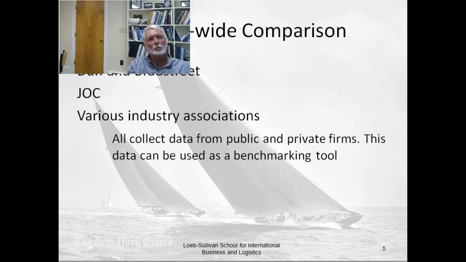When you're doing industry-wide comparison, there are several places where you might get numbers. The Journal of Commerce publishes a lot of data that's industry-wide, especially about the maritime industry. Dun & Bradstreet generally publishes a lot of information, though they usually charge for theirs, so you probably aren't going to have access to that if you're trying to do analysis and not pay for that data. And then lots of industry associations collect data, and it's generally publicly available.